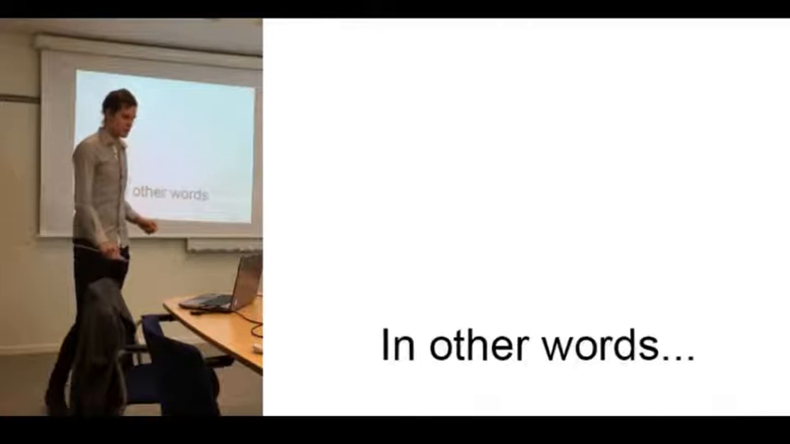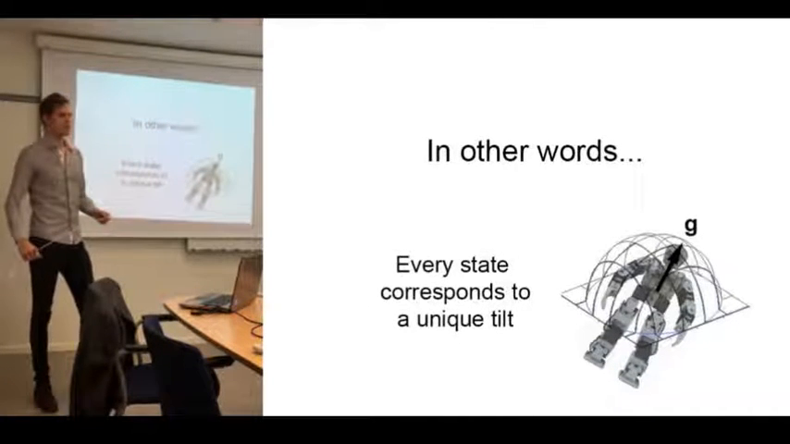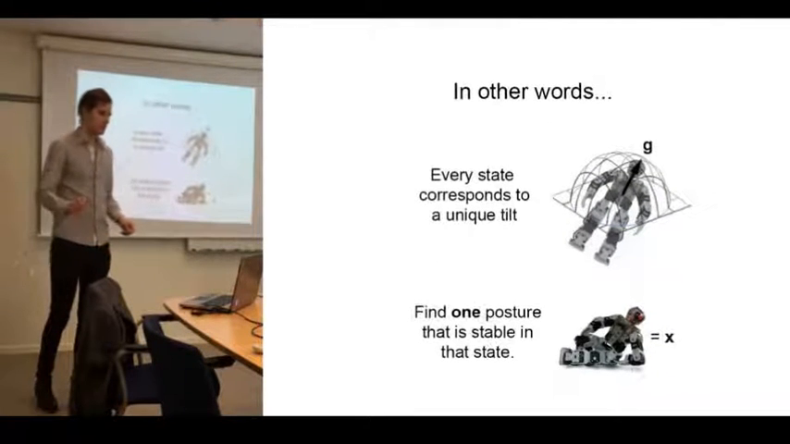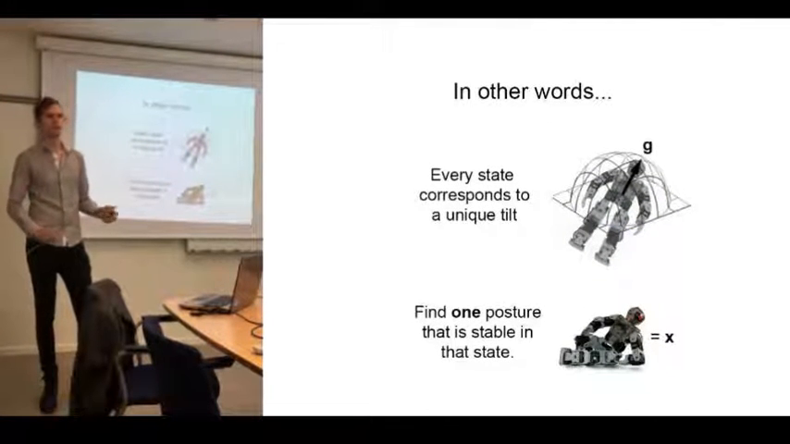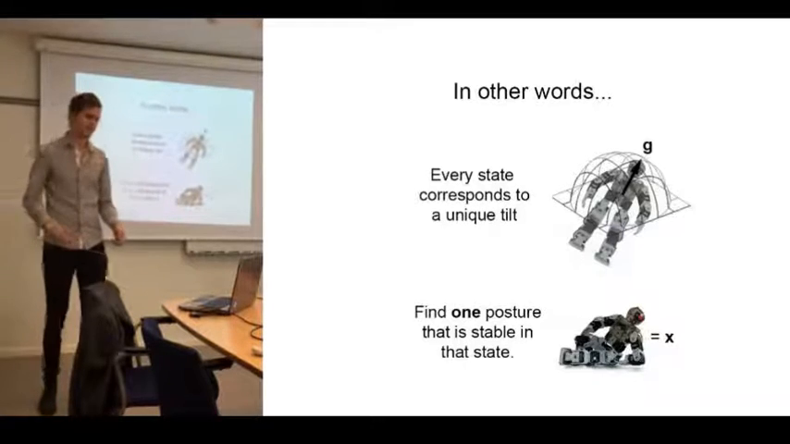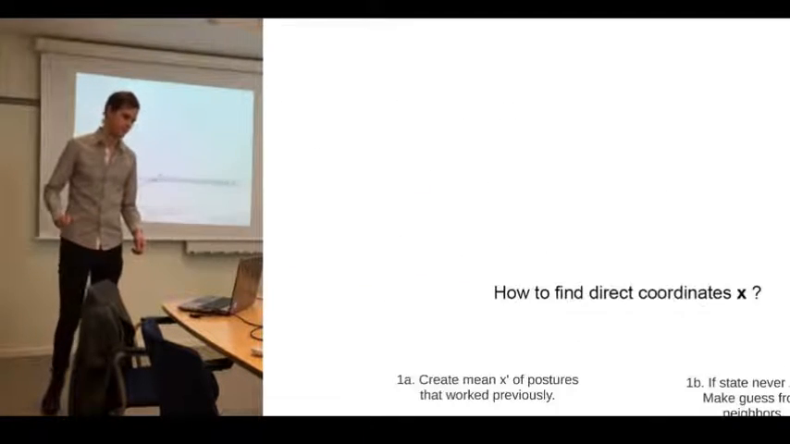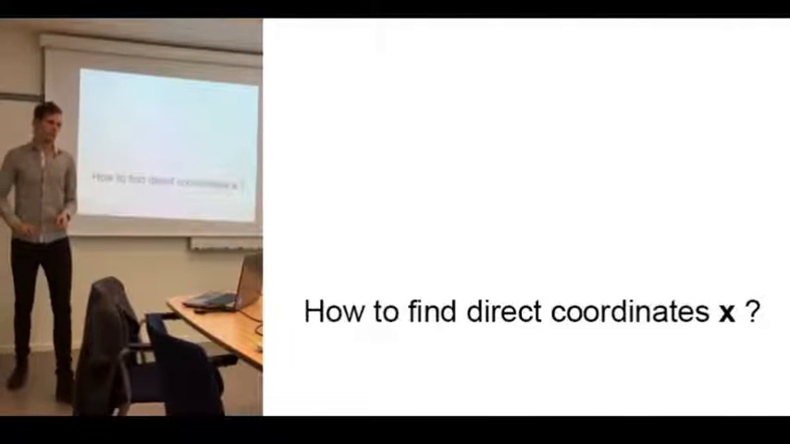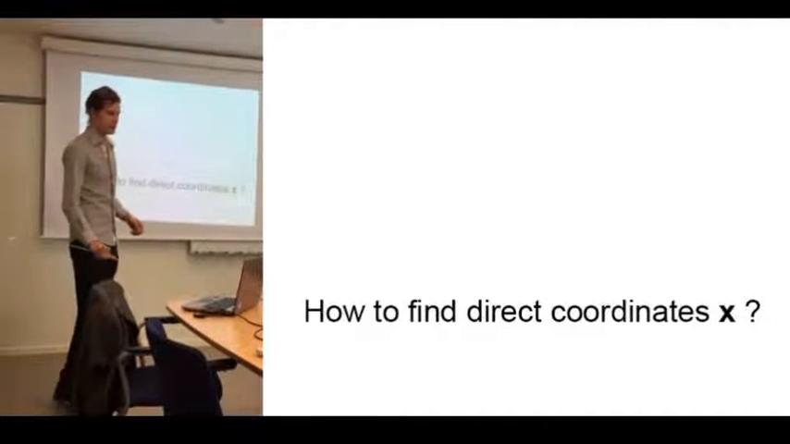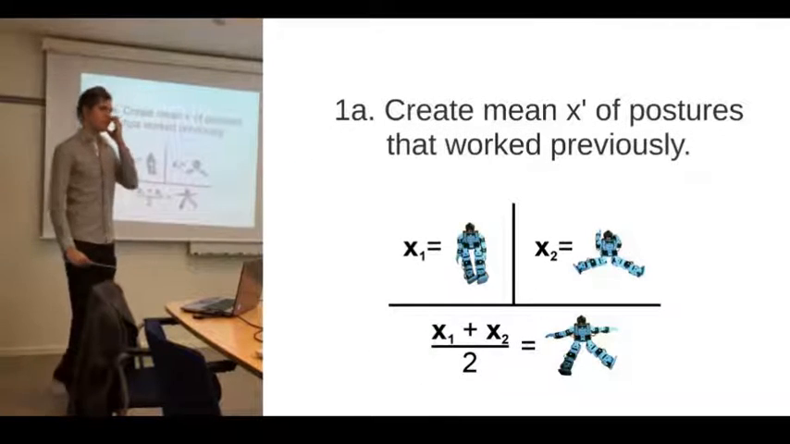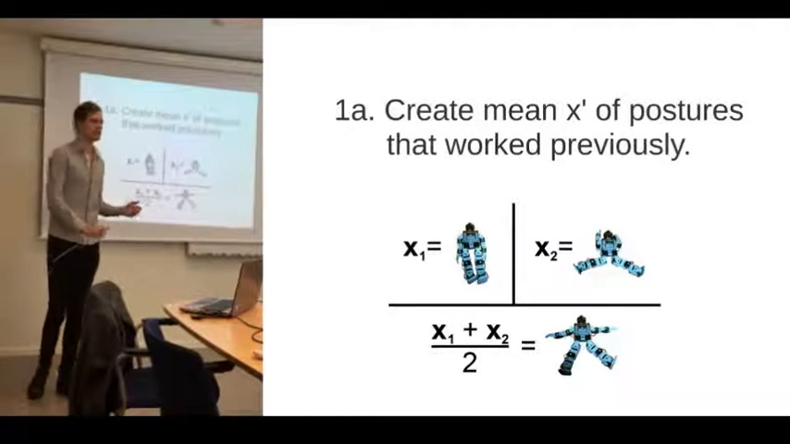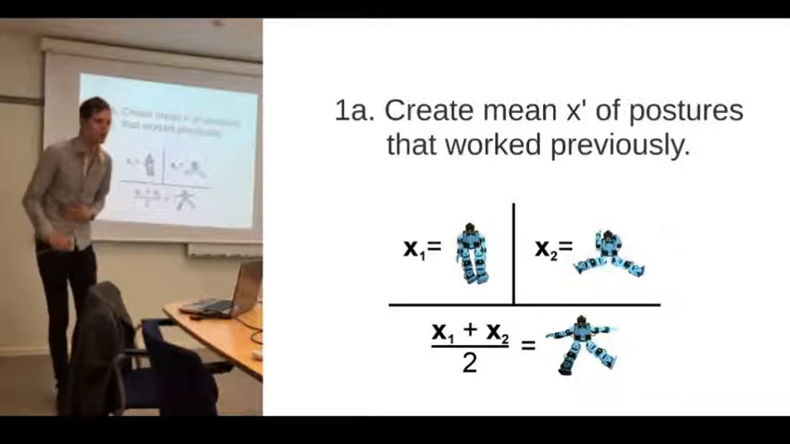So, in other words, every state corresponds to a unique tilt. And we should find one posture that is stable in that state. So how do we find these postures? Well, we have a couple of different options. First of all, notice that regardless of the posture of the robot, it will always be in some state. It will always have some angle on the body.